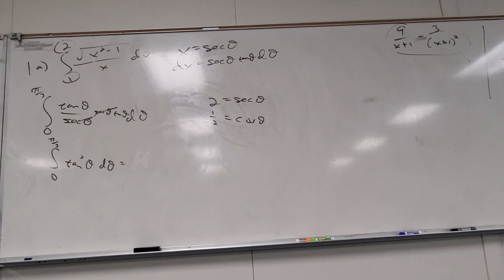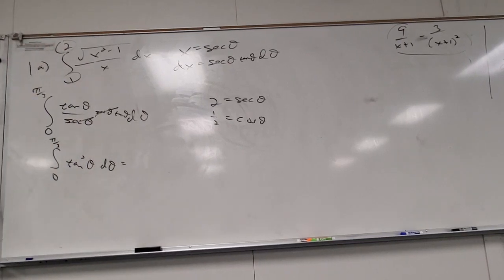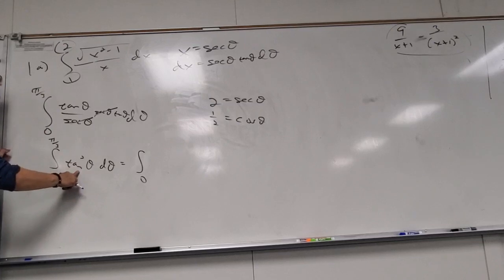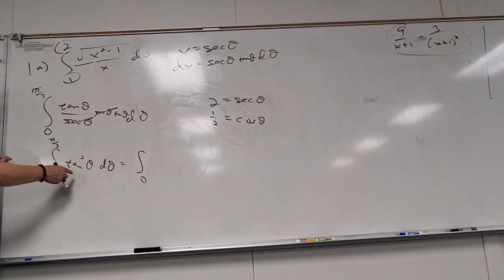Who remembers how to handle tangent squared? You guys remember? The identity. An identity, I love it. Which one? Secant squared minus 1. Yeah, the same one that kind of got us started. Because I wish this was a secant squared. That integral's easy. Integral tangent squared, shoot.